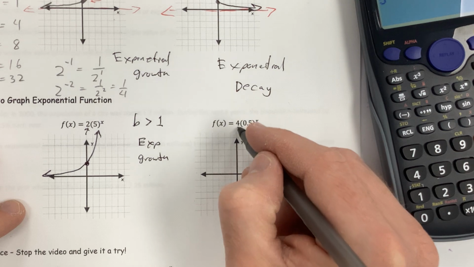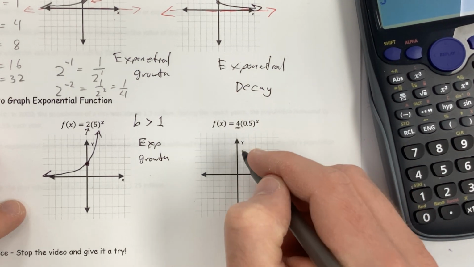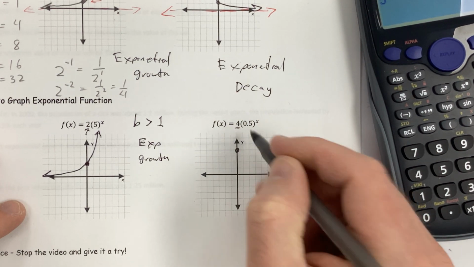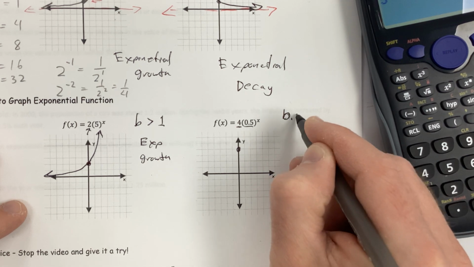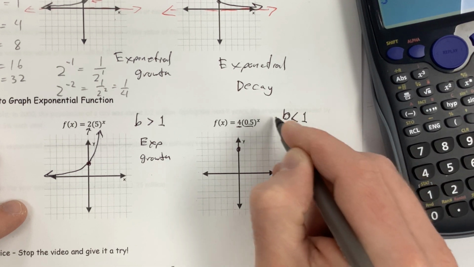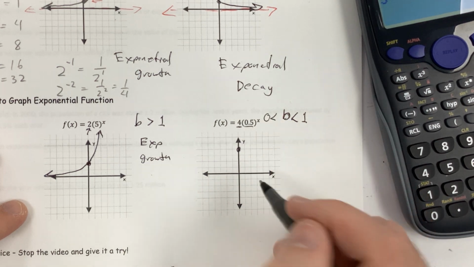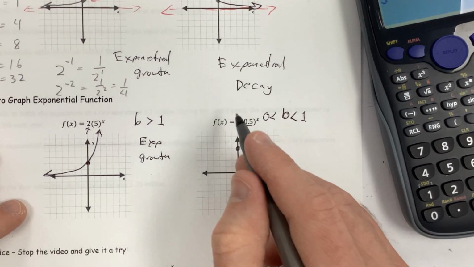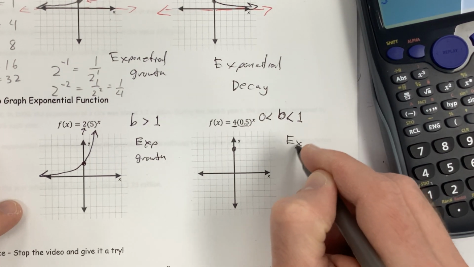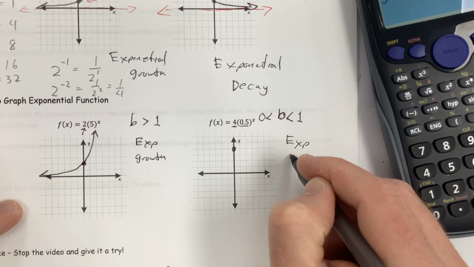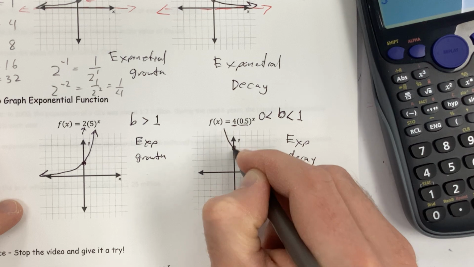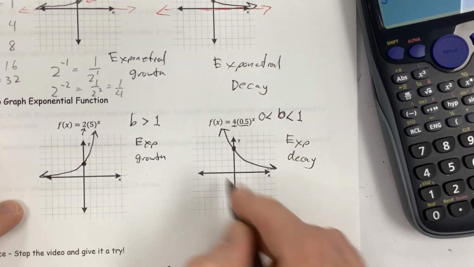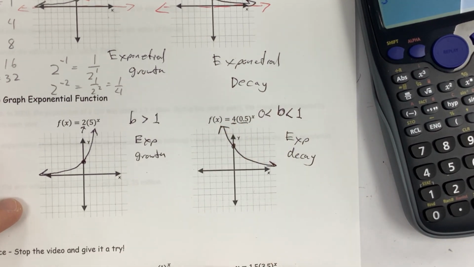For this one, again, this will be the y-intercept, so it's crossing at 4. But this 0.5, that b is less than 1, but it's greater than 0. It's a fraction, so this will be an exponential decay. So it will be something that looks generally like this. And that's all I got to really depict, something like that.